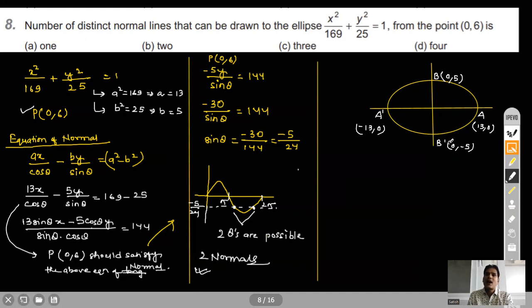Now, I am saying to observe where this point P is lying. So basically this point P is lying somewhere here, whose coordinates are 0 comma 6. From what we have done earlier, here we are getting the two normals. But what about this y-axis? Since this point is lying on the y-axis, this y-axis is also behaving as a normal to this ellipse.